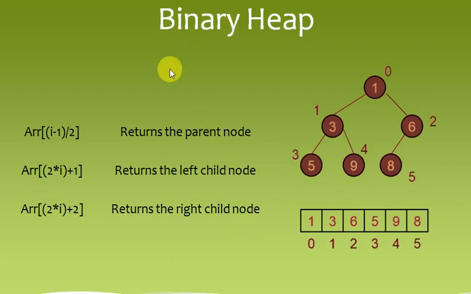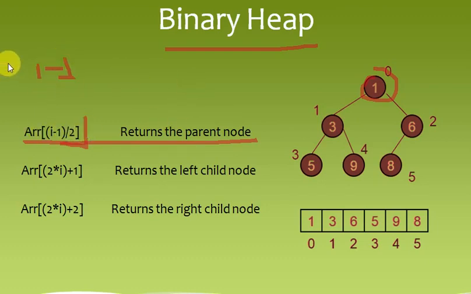This is the binary heap. As you can see, indices 0 1 2 3 4 5, and this is a minimum heap. If you want to return the parent node, then the formula is floor((i-1)/2). For example, here I am working with index 3, then (i-1) means 3 minus 1 divided by 2, floor function, which is equal to 1, which clearly shows that its parent is 1.